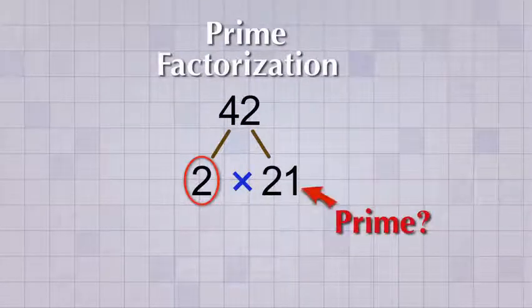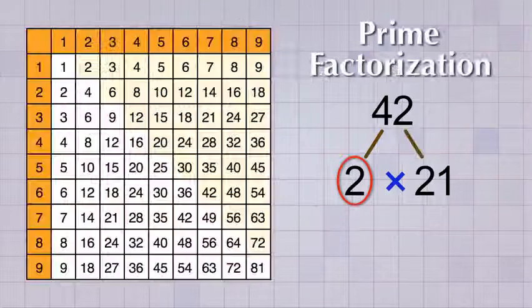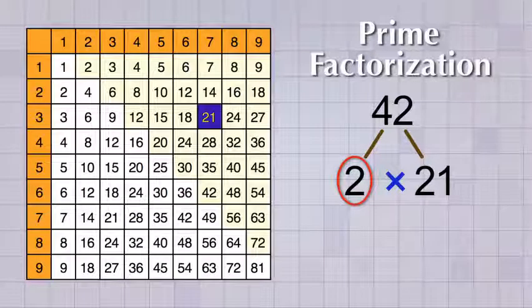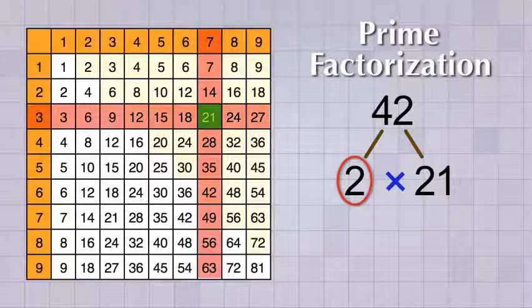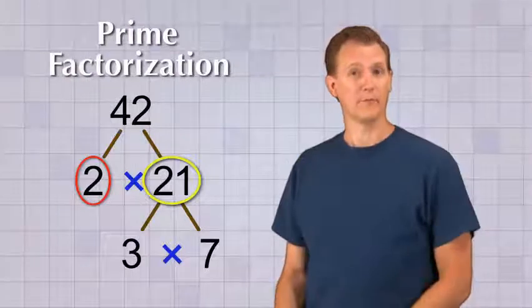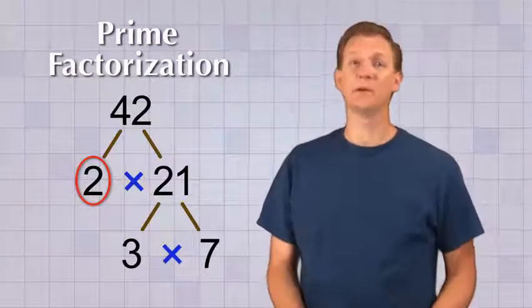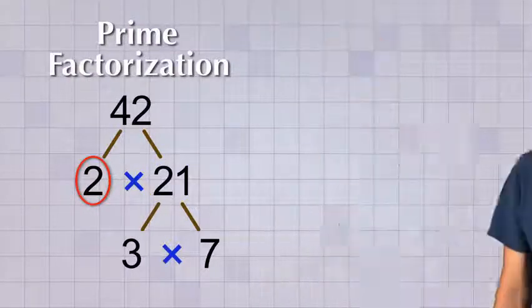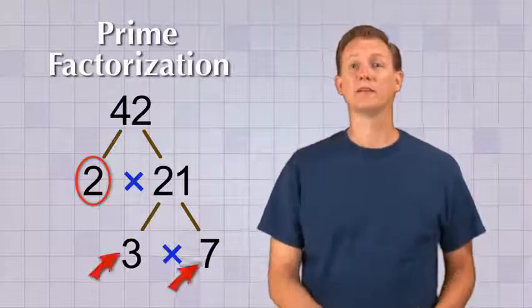But what about 21? Well, if you've memorized your multiplication table, you might recognize that 21 is one of the answers on it. You can get 21 by multiplying 3 times 7, so we can factor 21 into 3 times 7. And if you didn't remember that, you could have just done some divisibility tests and you would have figured it out. Okay, so what about the 3 and 7?